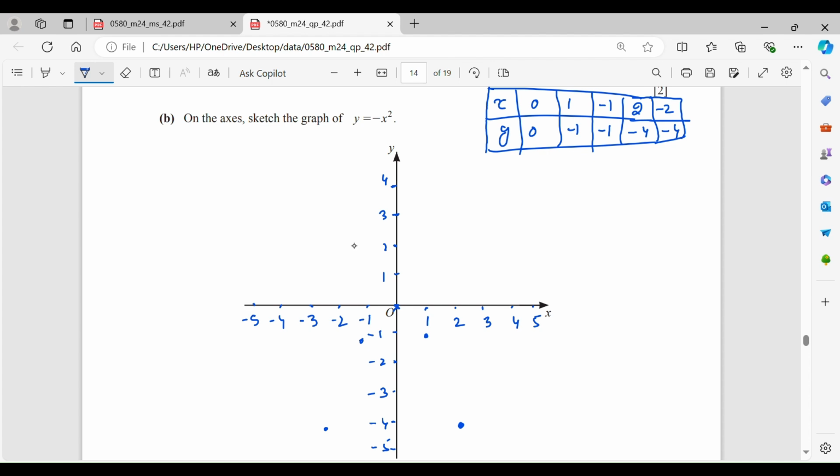So our parabola will look something like this. No, it is not coming out right. Let me construct it again.